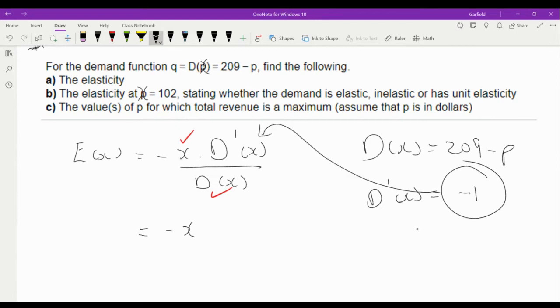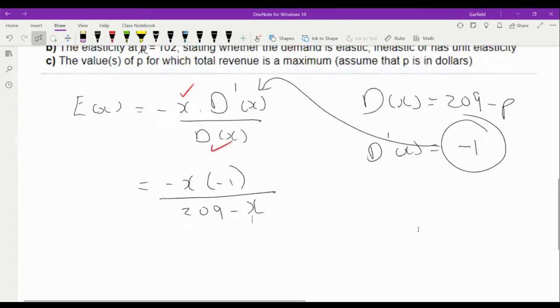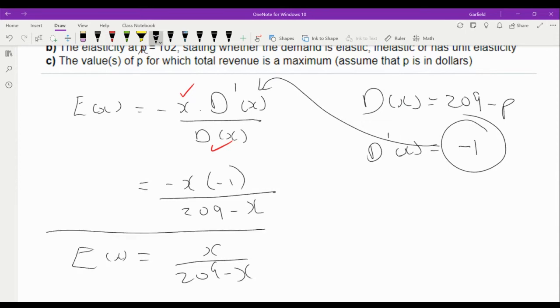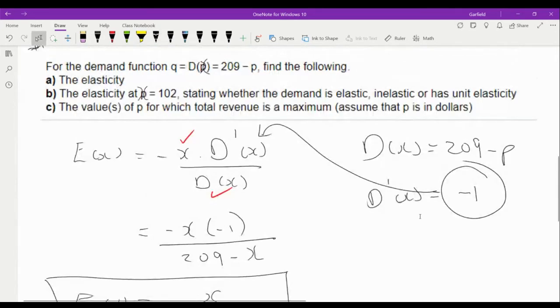So now we can substitute this -1 for d prime of x. So this becomes -x times -1 over d of x, which is 209 minus x. So this just becomes x over 209 minus x. So this is our elasticity function. This is part A. Find the elasticity. So we just covered part A.